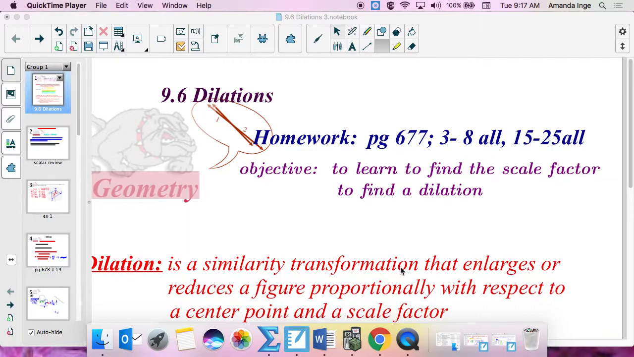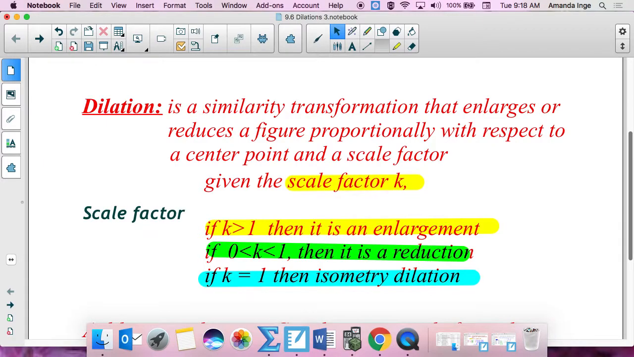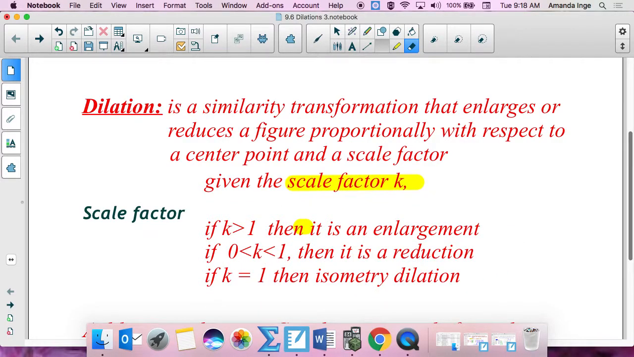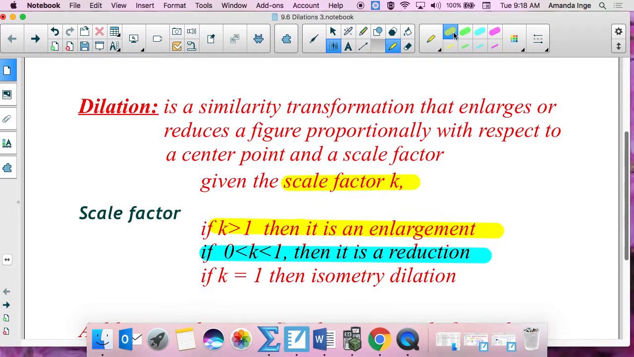A dilation is what we call a similarity transformation because it either increases or decreases in size. It changes by what we call a scale factor, which we're calling K. If K is greater than 1, then it's an enlargement. If K is between 0 and 1, it's a reduction in size. If K is equal to 1, it stays the same, and it's what we call an isometric dilation. All right?